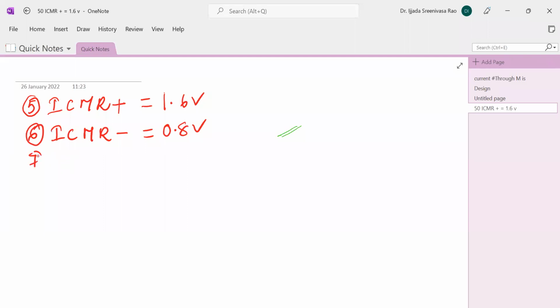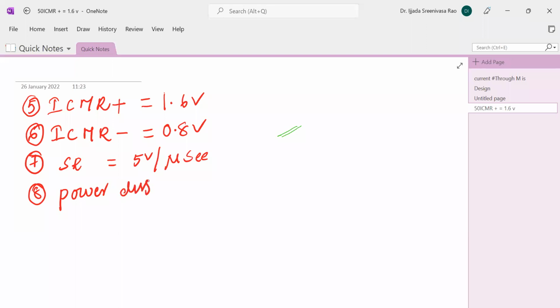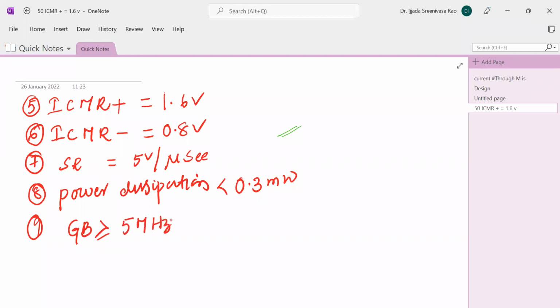Another one is slew rate. I think you know the definition of the slew rate; I will tell you later. Its value is 5 volts per microsecond. Another one is power dissipation, which is less than 0.3 milliwatts. One more thing is gain bandwidth product, which should be greater than or equal to 5 megahertz. These are the specifications.